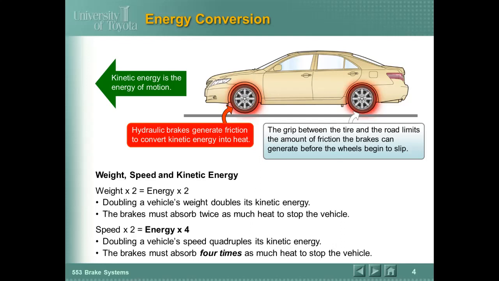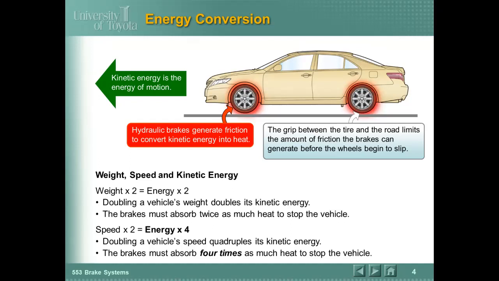So kinetic energy is going to increase in direct proportion to weight. If you double the vehicle's weight, its kinetic energy is going to double. So that is linear. It's a little bit different when we're talking about speed. Kinetic energy increases in proportion to speed squared, so it is exponential. If you double the vehicle speed, the kinetic energy built up in the car quadruples, and the brakes have to absorb 4 times as much heat to stop the vehicle. So speed has a much greater effect on the brakes than does the weight.